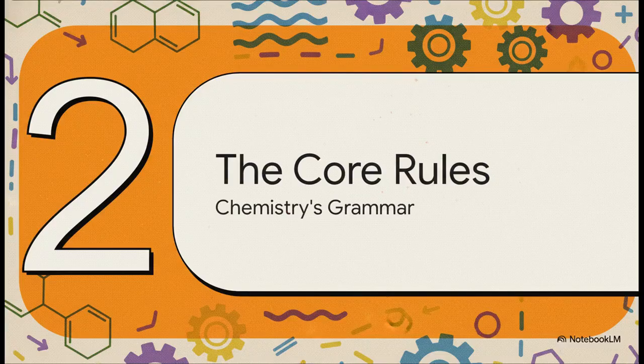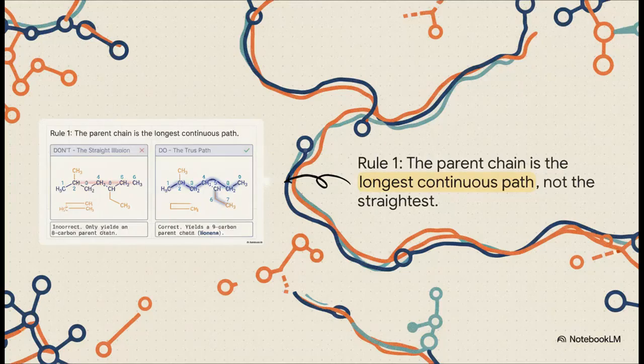Okay, so we've got the building blocks, we have the formula, and we have the vocabulary. But a language is always more than just words, right? It needs grammar. So let's dive into the core rules that hold this entire system together. Rule number 1 is, without a doubt, the most important. You have to find the parent chain. This is the longest continuous path of carbons you can trace without lifting your finger.